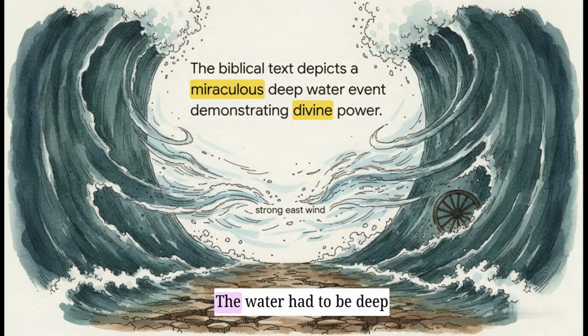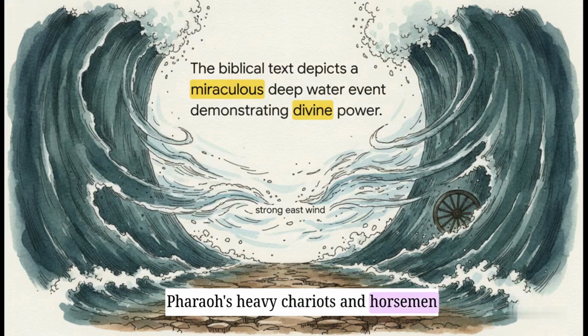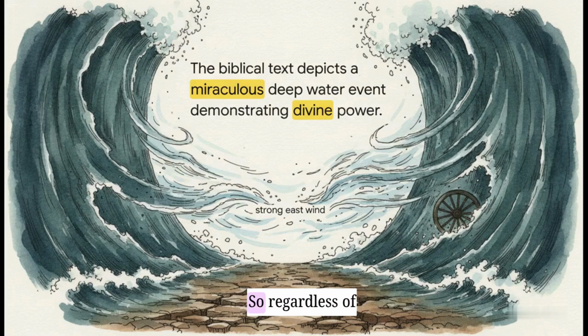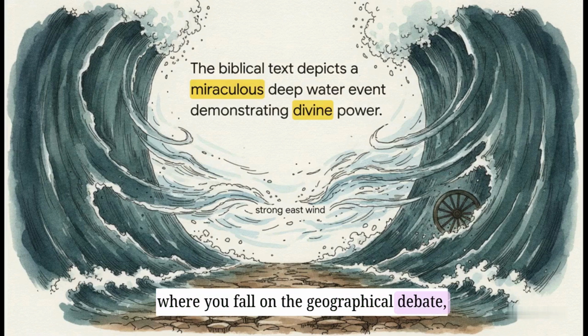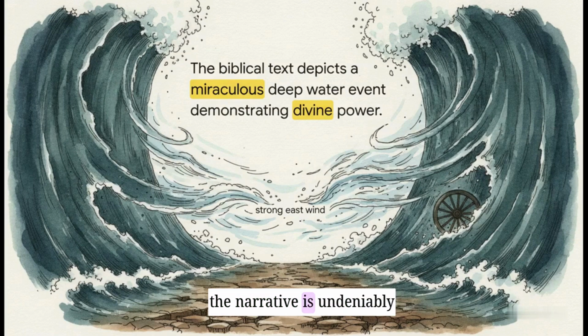Plus, think about it. The water had to be deep enough to completely submerge Pharaoh's heavy chariots and horsemen when it crashed back down. So regardless of where you fall on the geographical debate, the source insists the narrative is undeniably describing a miraculous deep water event designed to show off divine power. It's definitely not just a lucky wade through a muddy puddle.